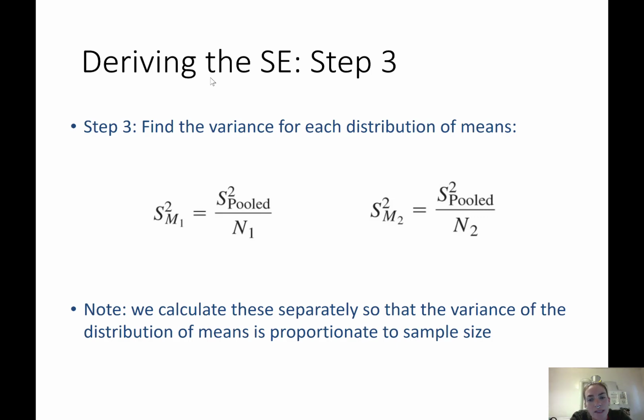So we just calculated the pooled estimate for population variance, and we divide that by sample size for each group to get the estimated variance of the distribution of means for population 1 and population 2, respectively. And note that we calculate these separately, even though the pooled variance is the same, because the 2 groups might have different sample sizes, so the denominator here might change.